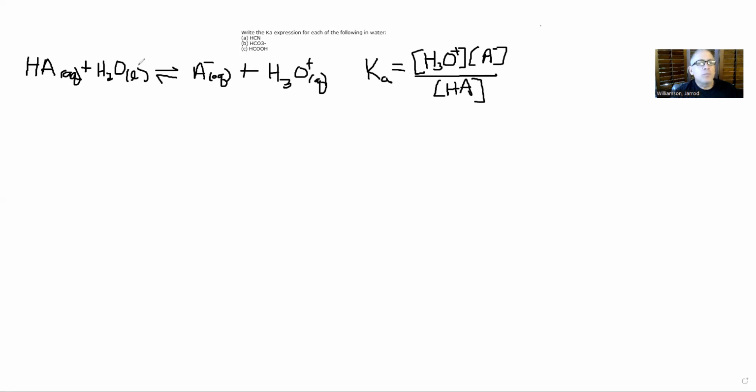We don't include pure solids or pure liquids. That's supposed to be an L there for pure liquid. We don't include pure solids or pure liquids in the equilibrium constant expression because their concentration is effectively constant. I'm not going to get into the reasons behind that. For now, we're just going to know that it's not included.